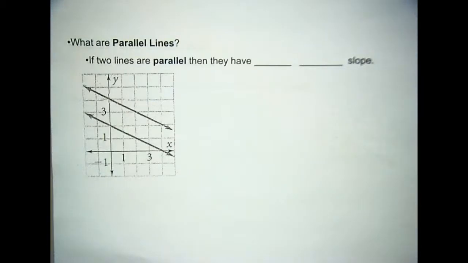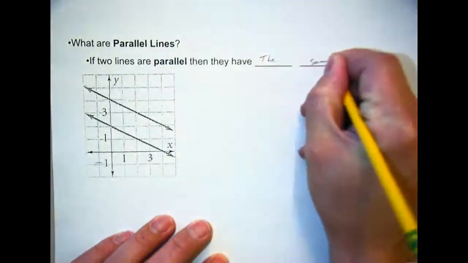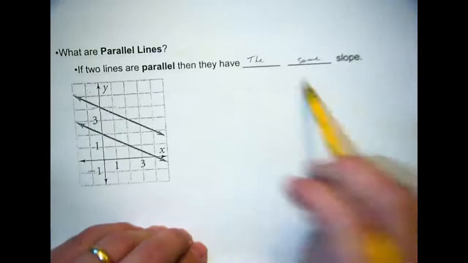Got a couple? Tell your neighbor what you put. The same. Chelsea, what do you got? Yeah, they have the same slope, right? So when we're looking at this, rather than having to graph them every time, which takes a long time, if we can compare the slopes, then we know they're the same. We know they're parallel.